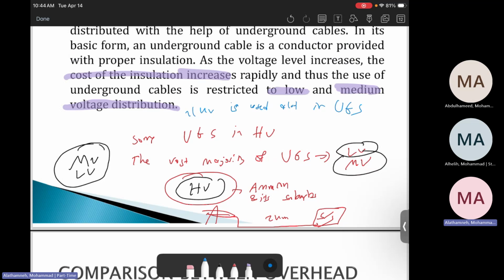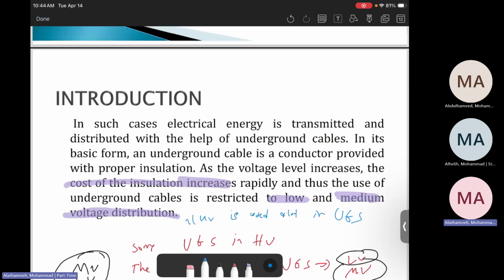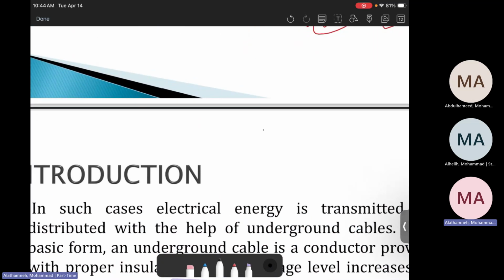Inside the cities, we like to make them underground cables because one of the things is they are using the ring connection. You know the ring connection, right? The ring connection between the substations. Yes. So that's one thing, to make the power system more reliable.